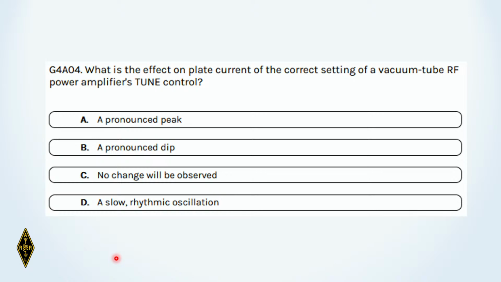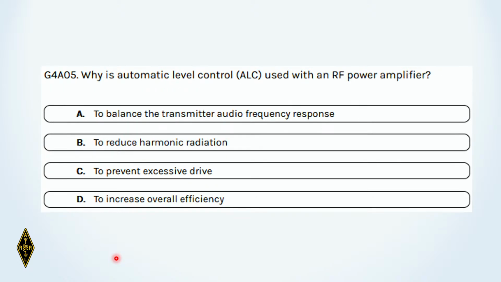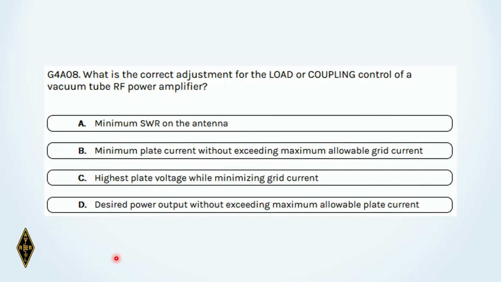Bravo. You want a dip in the plate current. And why is automatic level control used with an RF power amplifier? Charlie is correct, to prevent excessive drive. Good job. And what is the correct adjustment for the load or coupling control of a vacuum tube RF power amplifier?